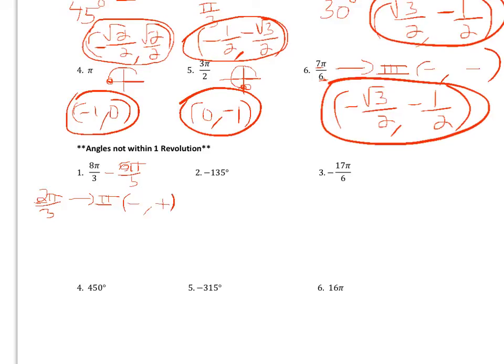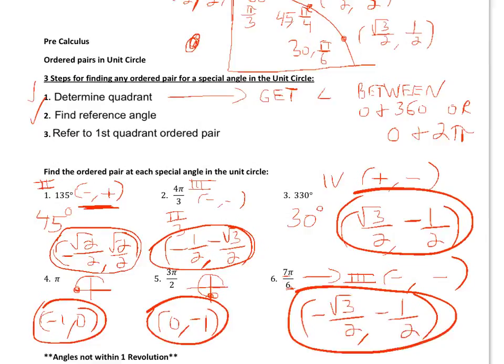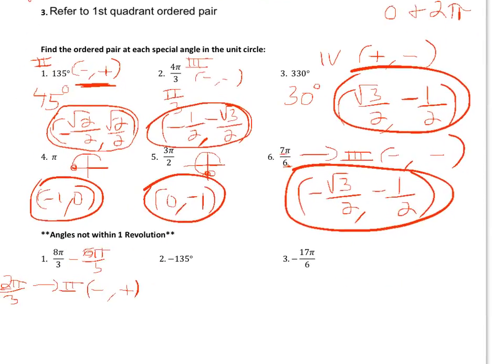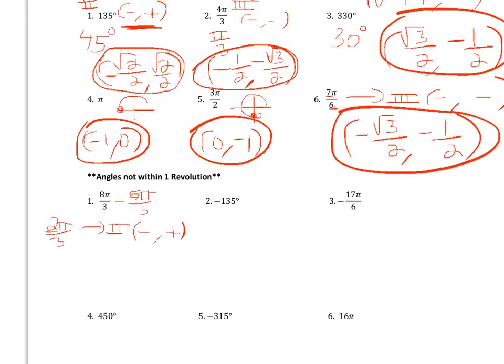Okay, I used a little trick there. The bottom number here is 3, so this is going to refer back to pi over 3. If we go back to pi over 3 right here, it's going to be 1/2, root 3 over 2. But we're going to make the x negative. So it's negative 1/2, positive root 3 over 2.